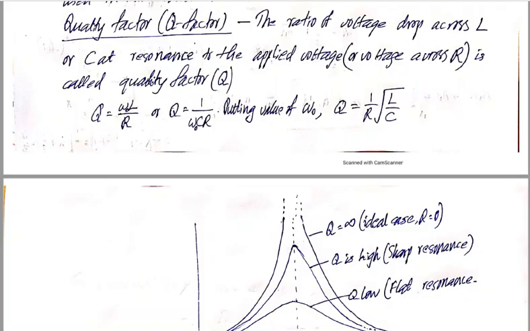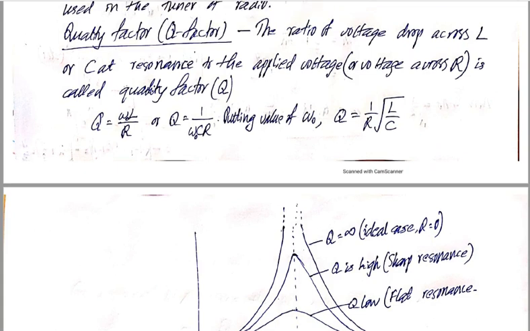Next is the concept of quality factor. Quality factor is a dimensionless number which represents the quality of resonance. If the quality factor is very high, then that circuit has a sharp resonance. If the quality factor is very low, it has a flat resonance.